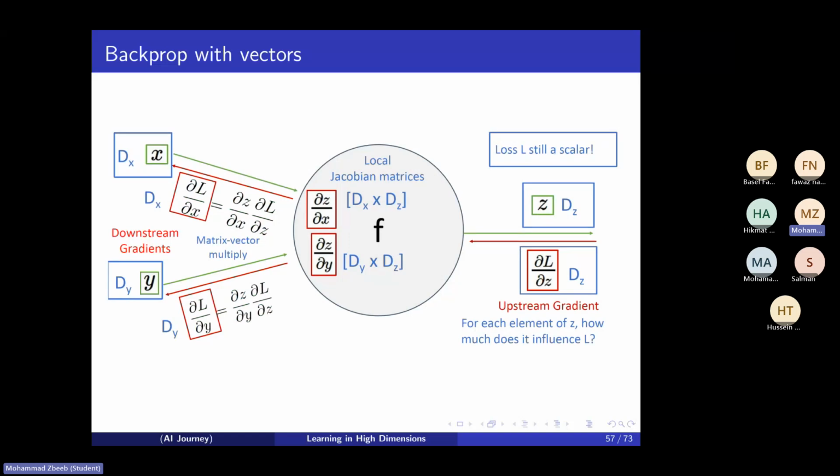In the same sense, we have the upstream gradient coming from the layers in front of me. The downstream gradient is what I compute, and the effect of x on z, this matrix, is called the local gradient.